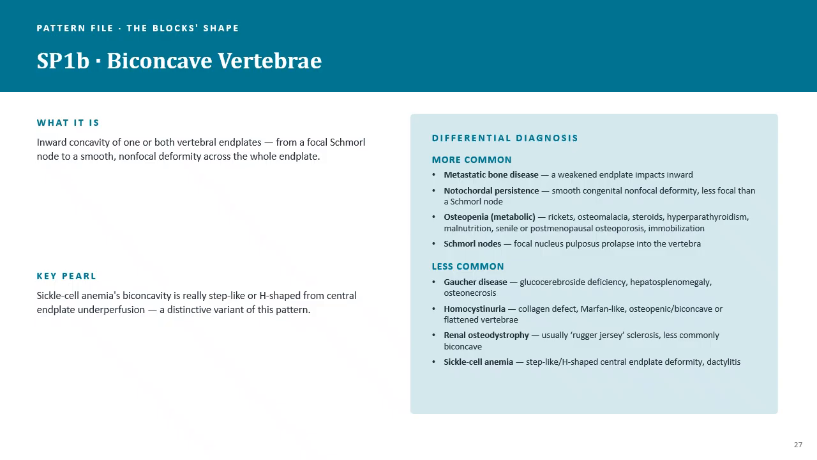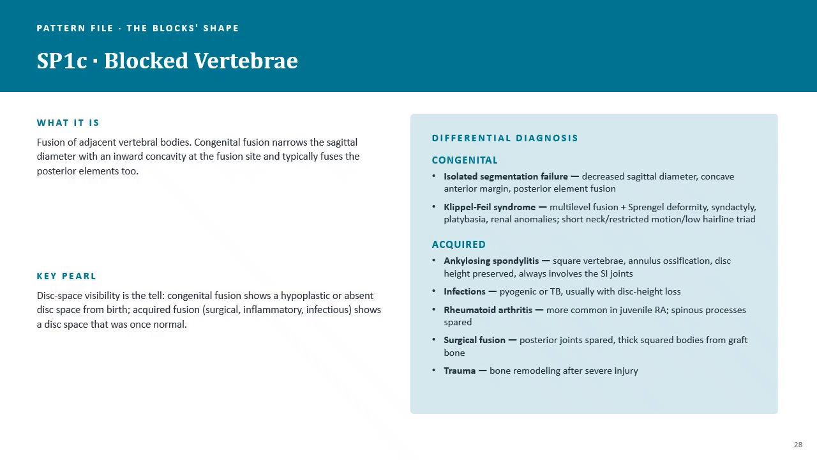And when it's curving inward, it makes the shape more like an indentation. So that can give us somewhat of a clue of what the cause is for that spinal shape abnormality. All right, now we're moving on to block vertebrae. We're still in the abnormal spine shape or vertebral shape.